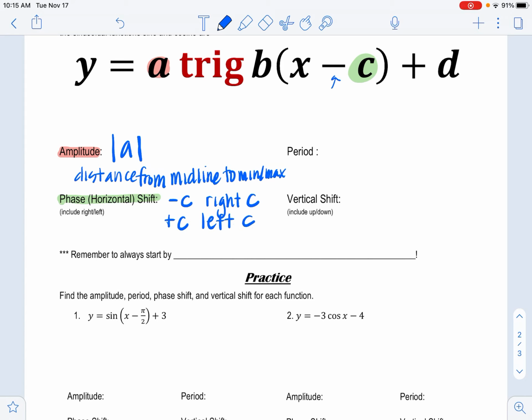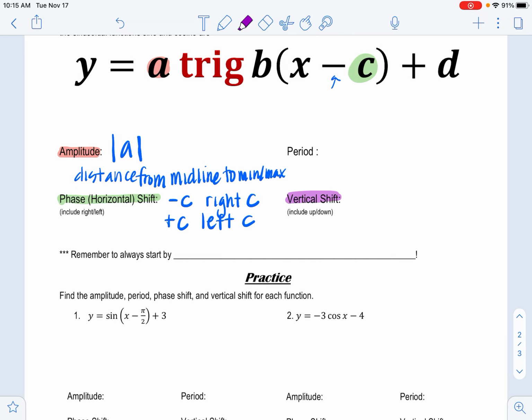Now, please don't misinterpret what I'm saying here. If you physically see with your eyeballs x minus 2, that means it's right 2. If you see x plus 2, then it's left 2. So I'm just trying to help you out with what you physically see.